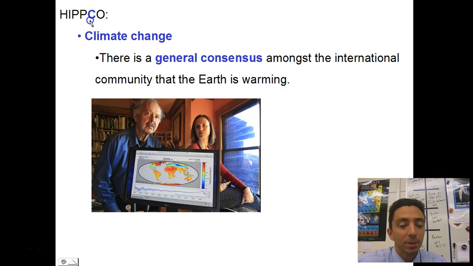Climate change is the next one, this big C. So climate change could be a couple different things. Big one, warming of the oceans around the coral reefs. The coral reefs have very narrow tolerances for temperature. And so the general consensus is that the Earth is warming up and the oceans are warming up especially. And so that is leading to die-offs of coral.